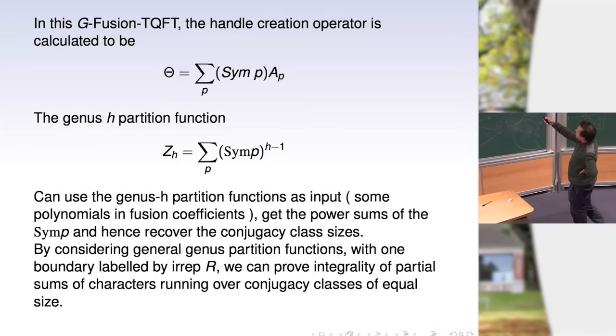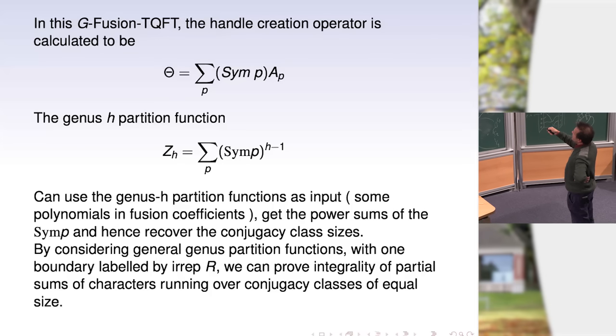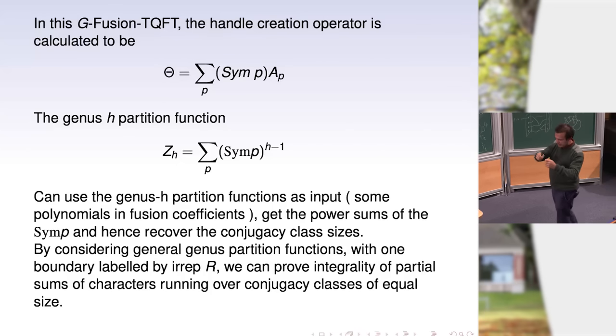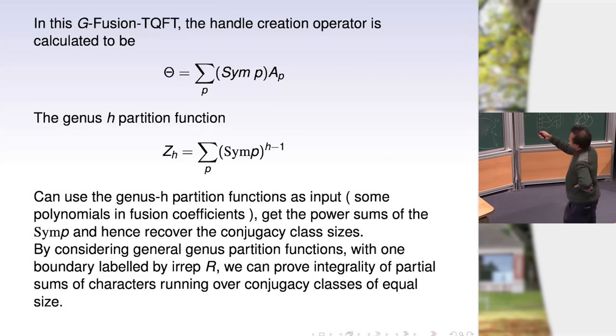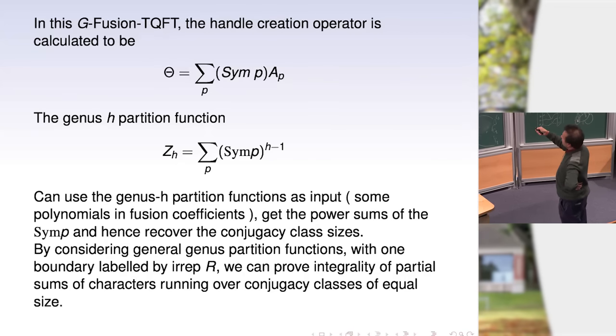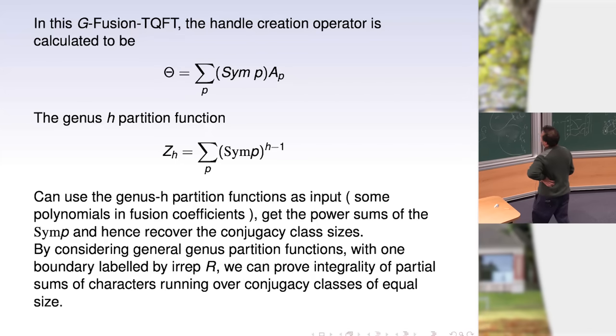And there is a handle creation operator. Just like before, we had a sum over representations R with G over DR squared. Now we have a sum over conjugacy classes. This is the size of the automorphism group of that conjugacy class, so the number of group elements which obey G1, G inverse equals G1, where G1 is in your conjugacy class. That element is the genus handle creation operator.